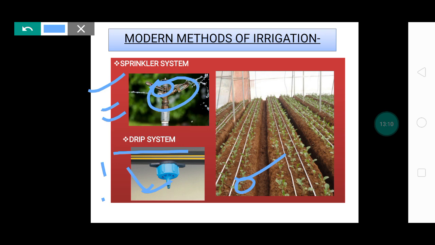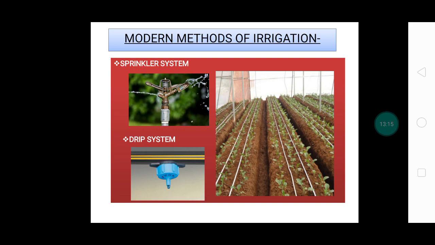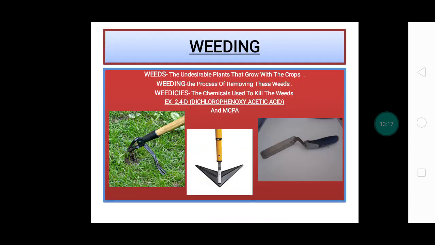Now let's move towards the next point, that is weeding. What is meant by weeding? Weeds, weeding and weedicides, these three things are very important to know while learning about weeding. Weeds are nothing but undesirable plants that grow with the crops, and the process of removing these weeds is known as weeding. Now, what are weedicides?